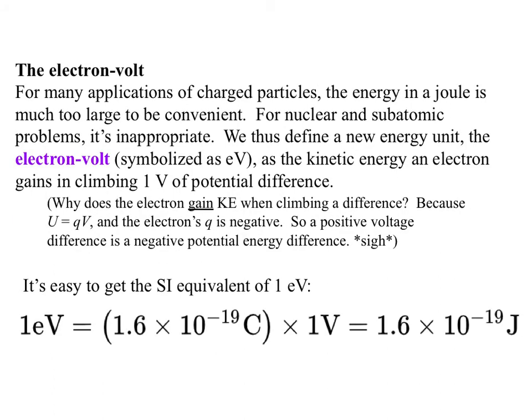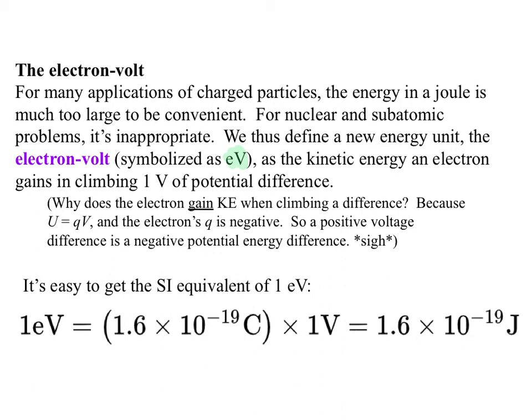All right. For many applications of charged particles, the energy that a joule represents is just much too large to be convenient. For nuclear and subatomic particles, it's inappropriate. It's humongous. A joule for an electron is a staggering amount of energy. Thus, we define a new energy unit, the so-called electron volt, symbolized by eV, lowercase e, capital V. And we define this as the kinetic energy gained by an electron in climbing through 1 volt of potential difference.